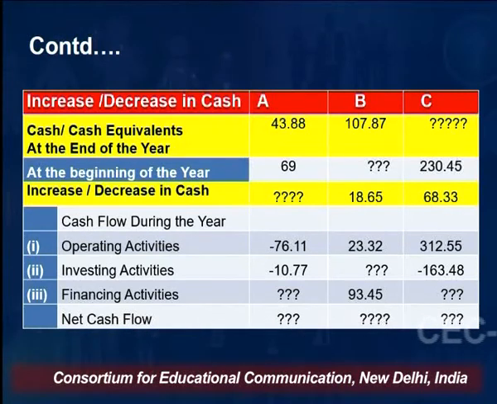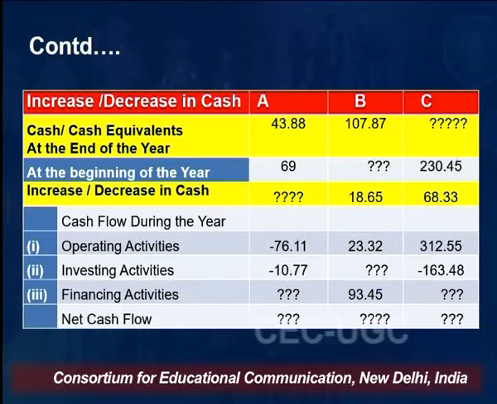If you look at the information provided, they are giving you the increase and decrease in cash for all 3 companies, that is A, B and C. They are giving you cash and cash equivalents at the end of the year, and for A and B the information is available, but for C it is missing. There is a question mark, which means that you have to fill this blank, you have to find the value here. At the beginning of the year, they are providing you the information for A and C.